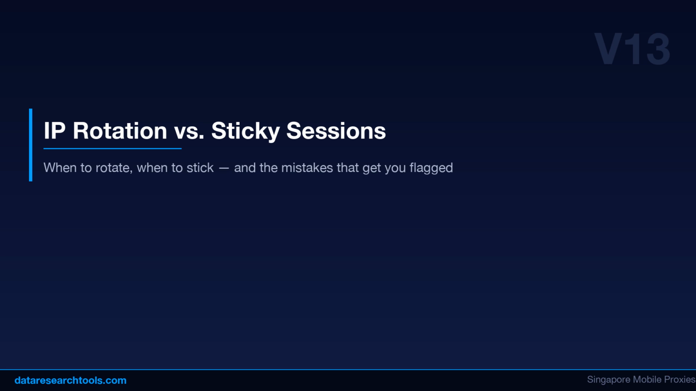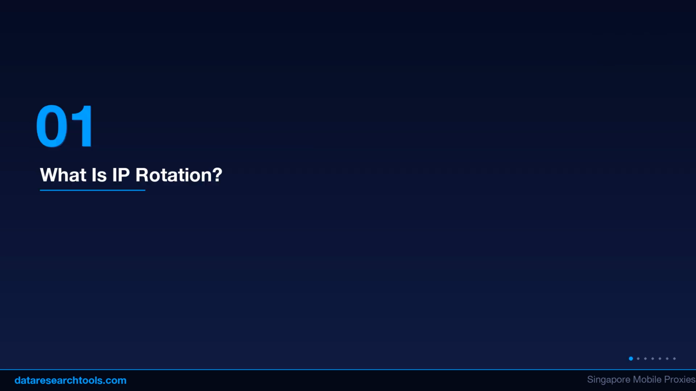So what is IP rotation? It's the practice of cycling through multiple IP addresses across a series of requests rather than sending everything from one static IP. Instead of one address making 10,000 requests to a website, those requests are distributed across a pool of IPs. So each address only makes a fraction of the total. From the target server's perspective, the traffic looks like it's coming from many different users rather than one automated source. That's the core mechanism that makes rotation useful for high volume scraping.